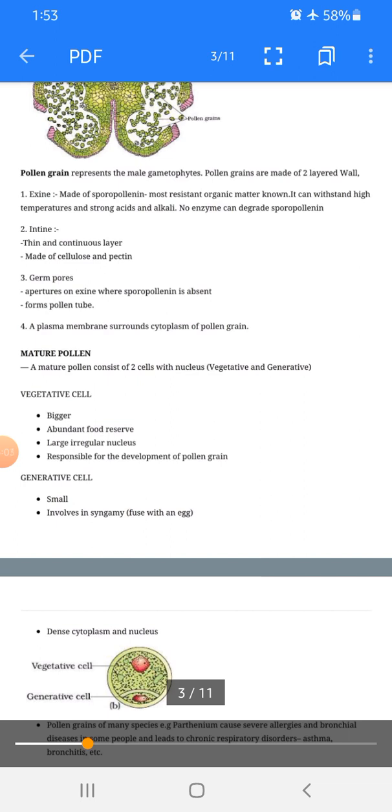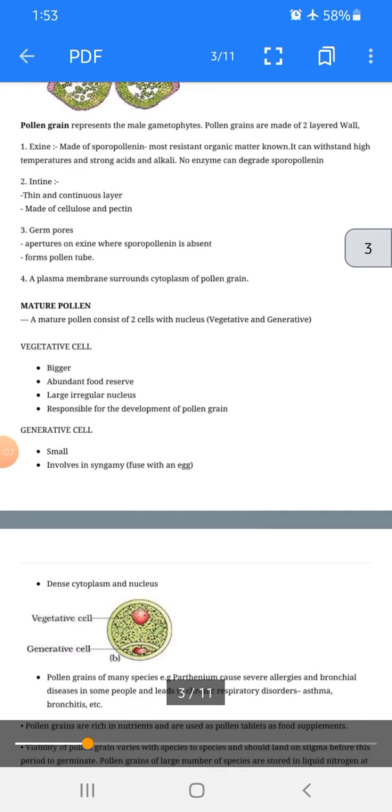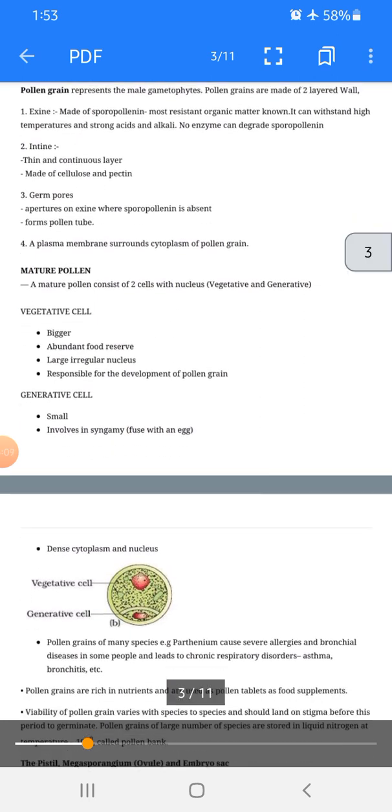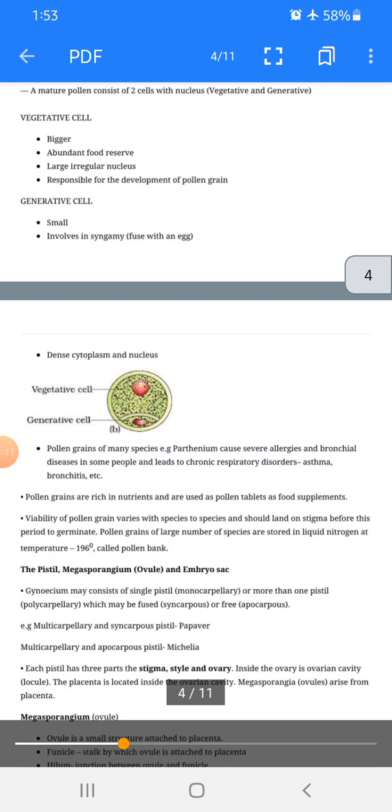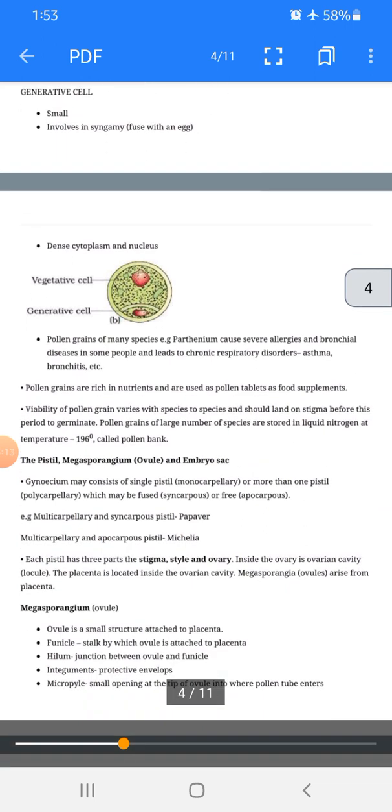Then the generative cell is small and it is involved in syngamy, that is it fuses with an egg, and contains dense cytoplasm and nucleus. Pollen grains of many species, for example Parthenium, cause several allergies and bronchial diseases in some people and lead to chronic respiratory disorders like asthma, bronchitis, etc.